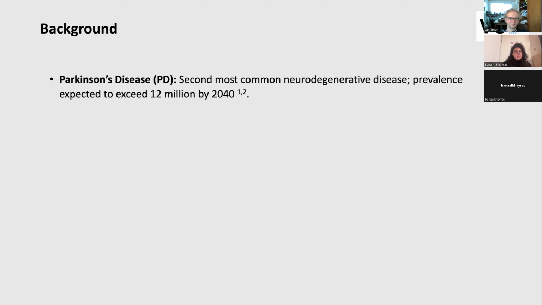Also known as PD. It's the second most common neurodegenerative disorder, primarily characterized by a progressive loss of dopaminergic neurons in the substantia nigra pars compacta. To put it into perspective, the prevalence of PD is expected to exceed 12 million cases by 2040.